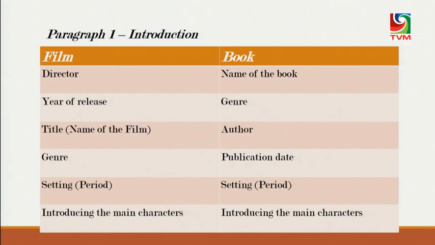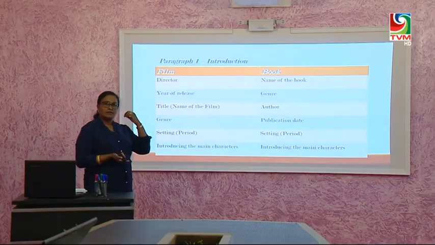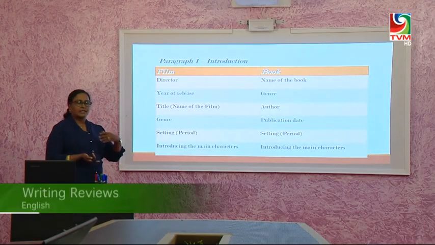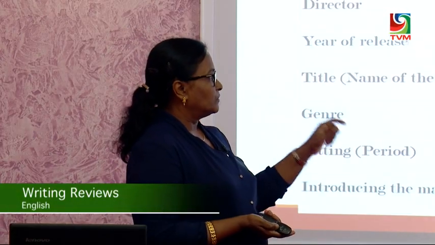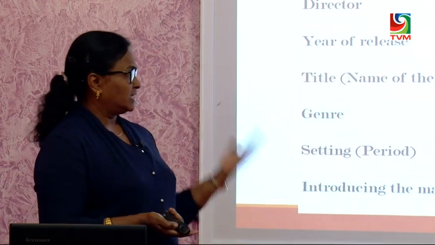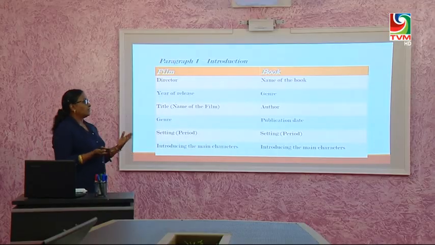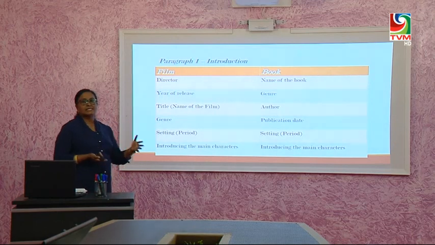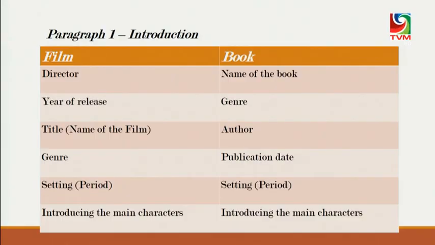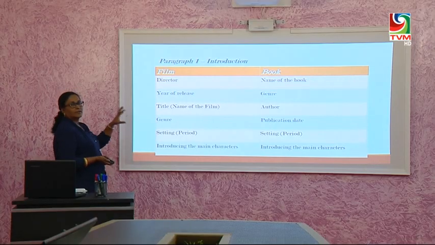Many of us have the habit of not checking this, but a book is written, then it is published, and then it is sold. So, you have to know when it was published, the date or the year. And then again, similar to the movie, the setting period: the situation that they are describing, when did it actually take place. And then you have to write about the main character, just one or two lines about the main character. So, this will be in the introduction.